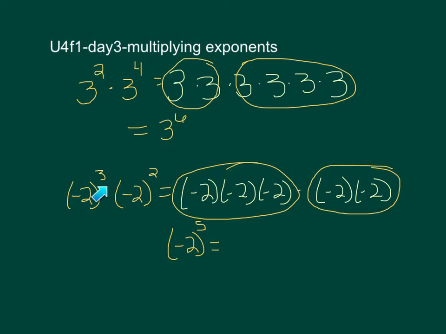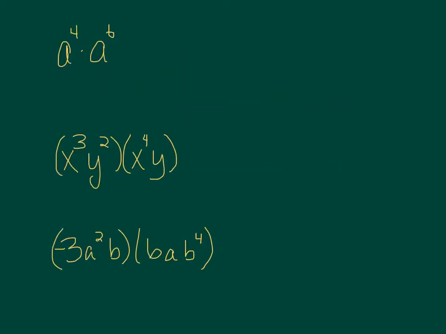So 3 to the second times 3 to the fourth. 2 plus 4 is 6. Notice my base did not change. Did I multiply my two numbers? No. All you're doing is adding your exponents. So here I have negative 2 to the third times negative 2 to the second. 3 plus 2 is 5. Let's look at the next.